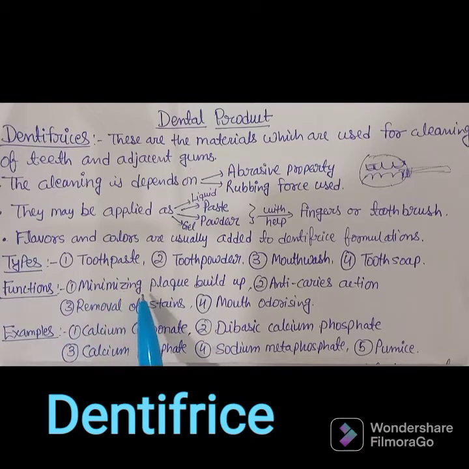What are the basic functions of dentifrices? The first one is minimizing plaque build-up, whether yellow stain, brown stain or some kind of deposition. Second, anti-caries action, right? Caries means cavity, which is created in the teeth because of demineralization, bacterial or microbial infection or fermentation. The dentifrice can have an anti-caries action.